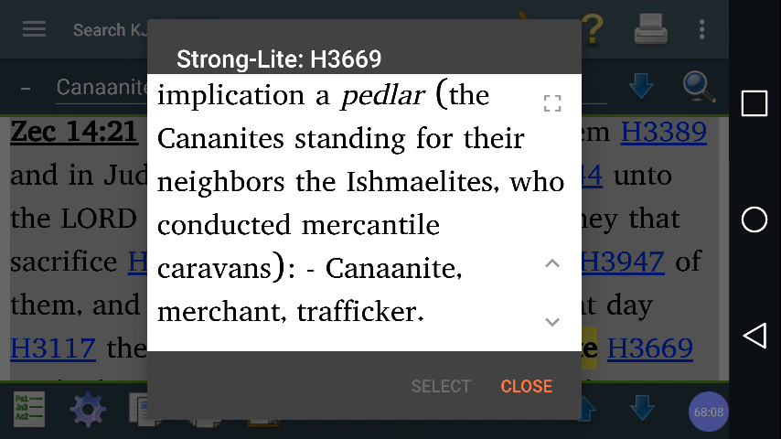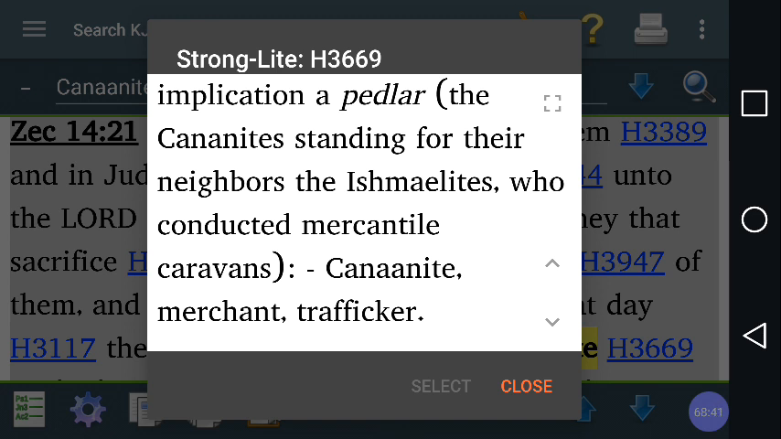So even here in the Strong's definition, it's giving us powerful and accurate evidence that what the scripture is saying, when it is properly understood and properly interpreted, is bringing out the very same facts that we have on the ground. The Canaanites and the Ishmaelites. In other words, the whites, the white Anglo-Saxon Protestant, the counterfeit Christians, and the Arabs who conducted mercantile caravan.